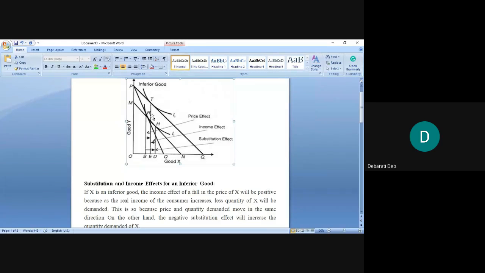Okay, and due to the compensating variation in income concept, what will we do next? We will force the consumer back to the old indifference curve. And how will we do that? We will draw a parallel line MN to the line PQ1. All of you draw this, okay? So we will draw a parallel line MN to the line PQ1.